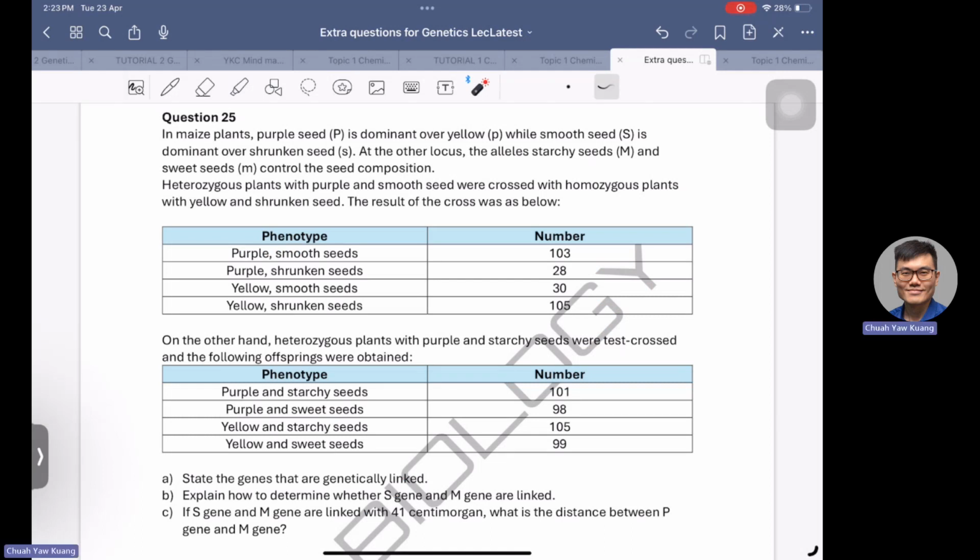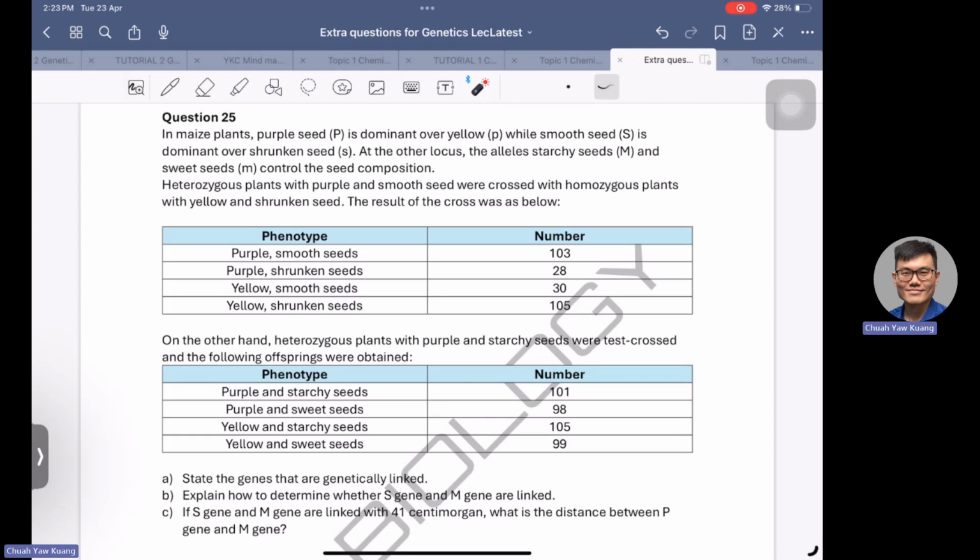This would be the question 25, part 2 video. For part 2, we will solve questions B and C. For the solution to question A, you can refer to the question 25, part 1 solution video.